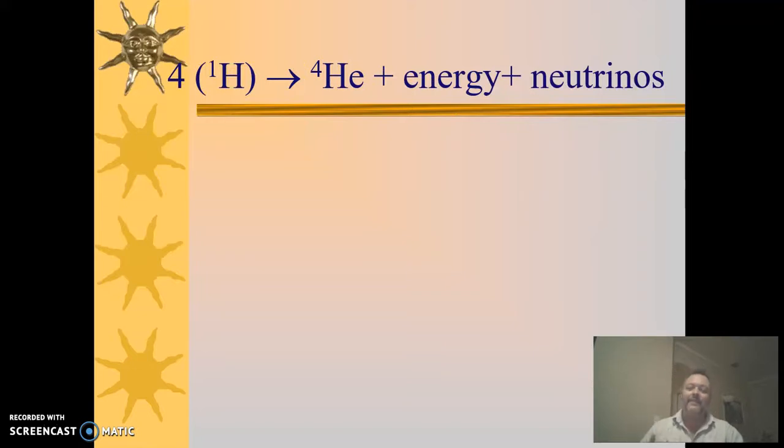And what happens is that the original 4 protons literally weigh more than the helium nucleus. There's missing mass. It's just a small percentage of the mass. But that mass, where has it gone? It has become energy. That's what E equals mc squared predicted, and it shows that a little bit of mass becomes energy. That's where the energy of stars and our sun comes from.